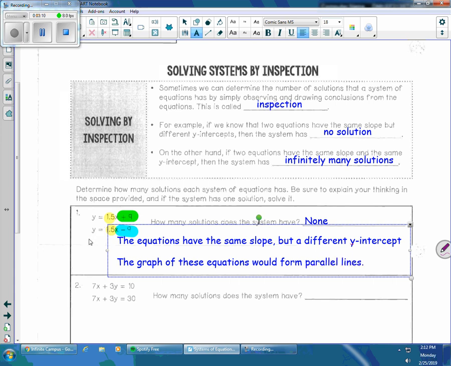Since parallel lines never ever cross, and we know when we graph our system, the point where they cross is the solution, we know that there's going to be no solution here. Okay, looking at the next one.